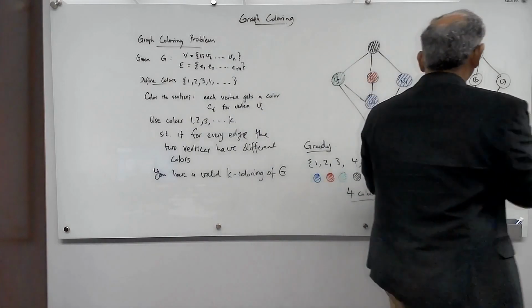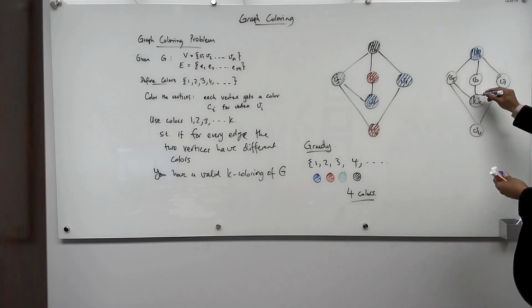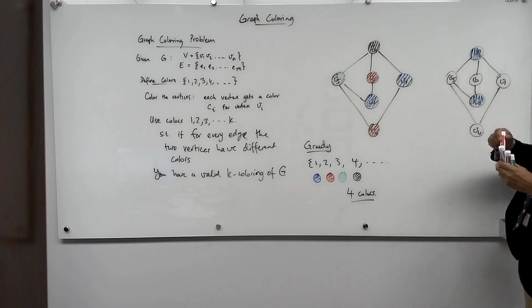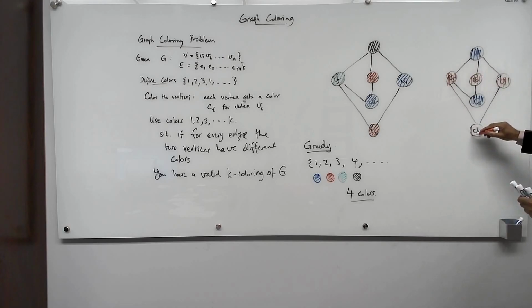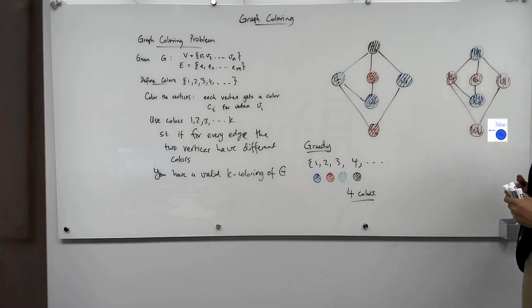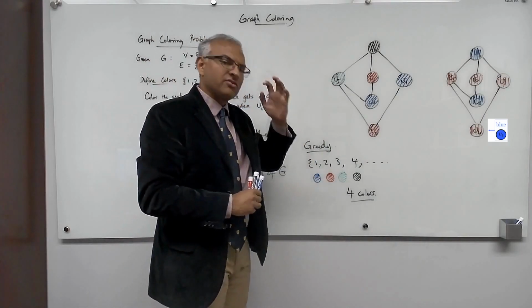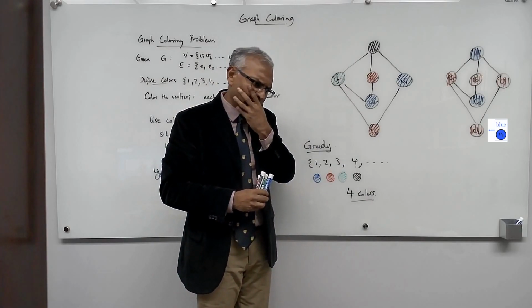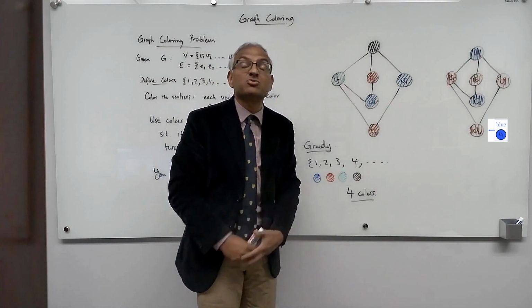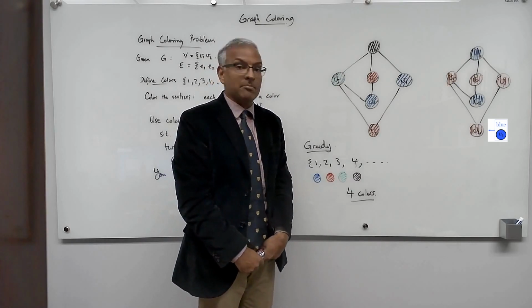Here, I'm going to give this guy blue, and this guy blue. Then I'm going to give these guys red, and red. Now I've done it with just 2 colors. So the problem with greedy is that it may use more colors than necessary. It always guarantees that you get a valid coloring. You might think, why did we choose greedy? Because we don't know of an algorithm that can efficiently color with the minimum number of colors.